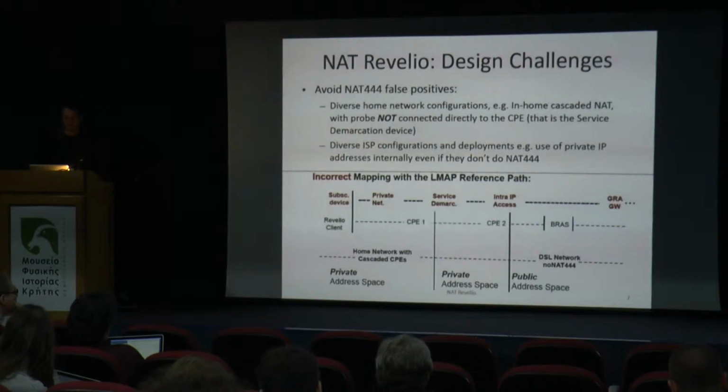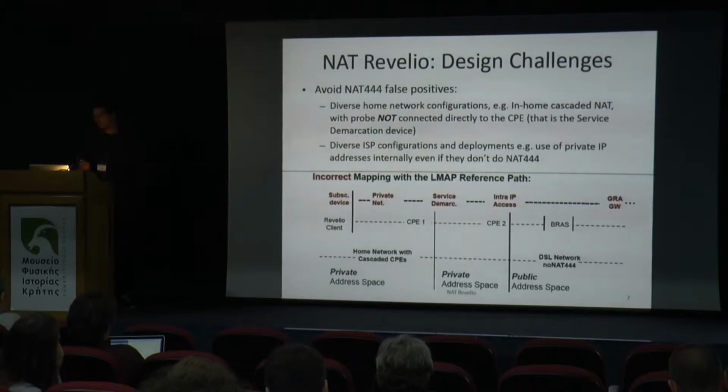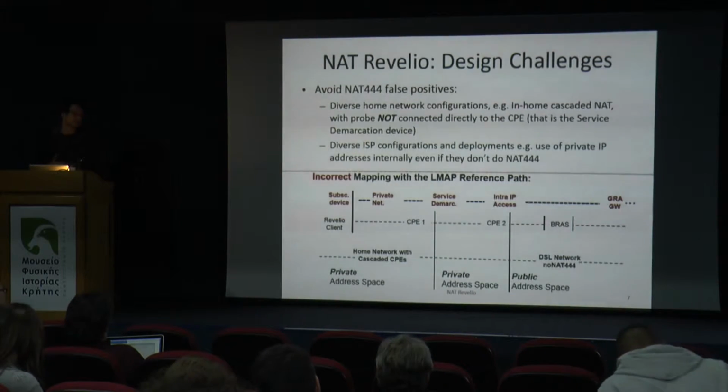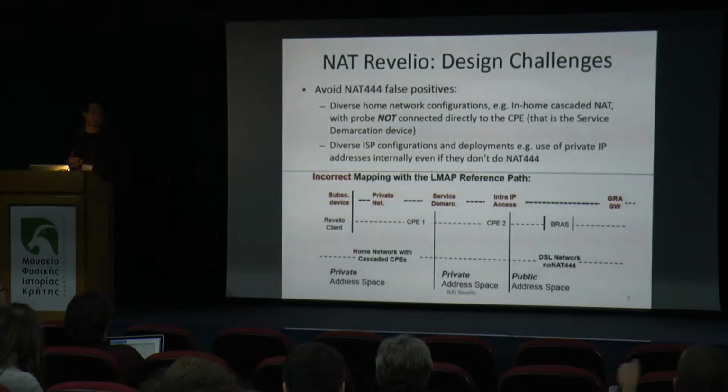However, this is far from trivial, because what I described is some typical deployments, but there are many diverse network configurations, both in the home network and in the ISP network, that may cause false positives. For example, in the home network, we may have multiple layers of NAT, and that may cause a wrong inference of the location of the service demarcation point. And also, the ISP may use private address space even when they do not have NAT 444 deployed. And Revelio needs to take all these peculiarities, let's say, into consideration in order to avoid false positives.